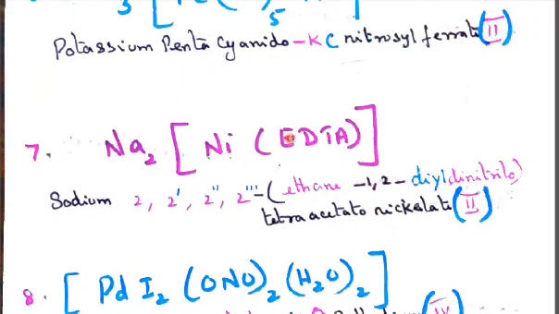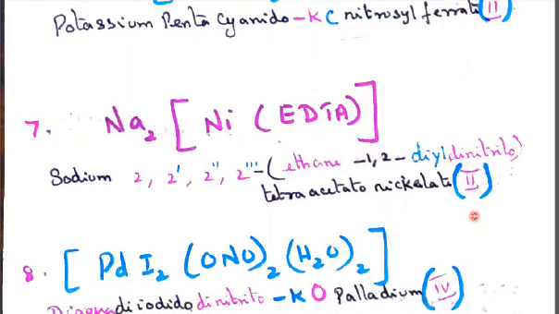The ligand EDTA, the IUPAC name is ethane-1,2-diyldinitrilo enclosed in a closed bracket, and then tetraacetato. Next comes the central metal ion. It is an anionic complex, so it should end with -ate. So nickelate. The valency is 2, so nickelate(II) enclosed in a closed bracket.